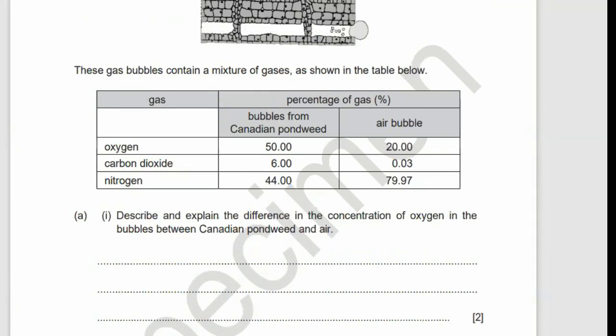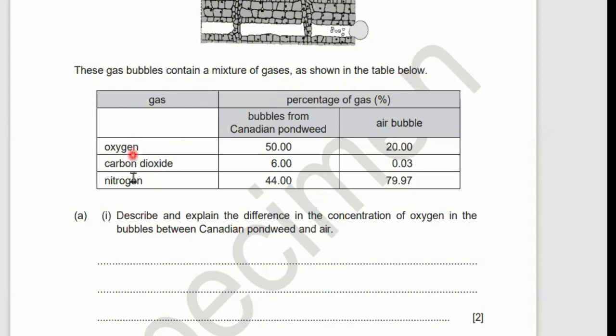Question 8, by the way. When light shines onto a piece of Canadian pondweed, bubbles of gas are given off. This is shown in the diagram below, which represents a section through the stem of a piece of Canadian pondweed. So this is a stem, and we can see some bubbles coming out of the stem. The leaves have been removed. These gas bubbles contain a mixture of gases as shown below.